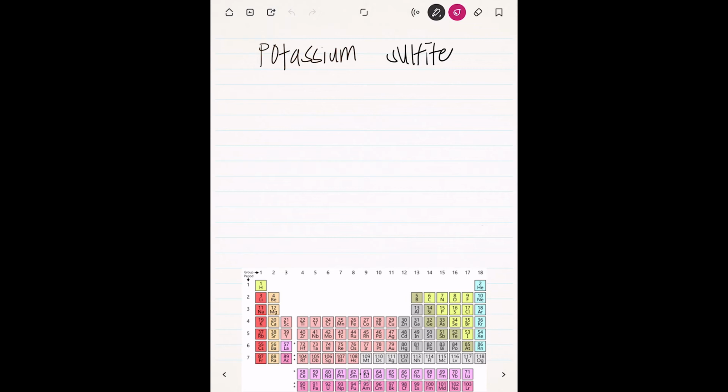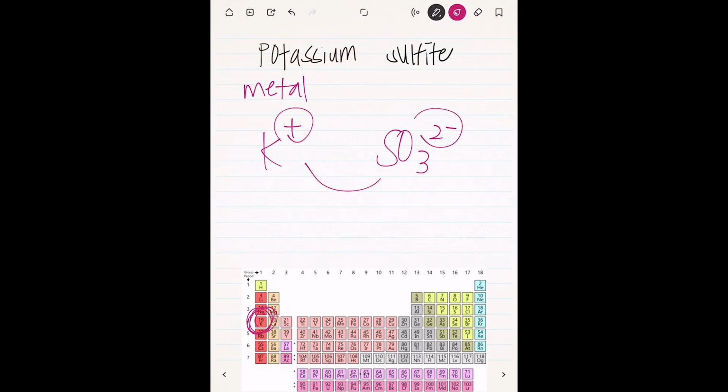Potassium sulfite. Potassium in the periodic table is K here, which is a metal. We have the charge of K plus. Sulfite, the chemical formula for sulfite is SO3 2 minus. And when you put those two together, you need 2 potassium: K2SO3.